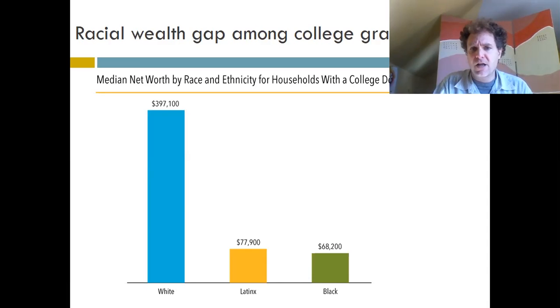And it still exists relatively to the same degree, right? Maybe a little bit less, but to a similar degree, we still see a considerable racial wealth gap. White Americans with a college degree have considerably more wealth than Latinx Americans with a college degree and Black Americans with a college degree. And so even with a college degree, that wealth gap still remains, still holds true.